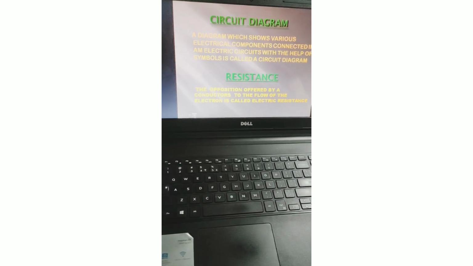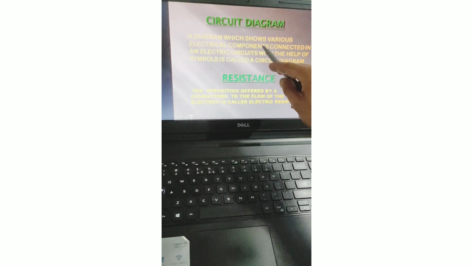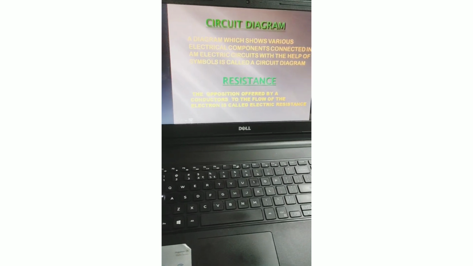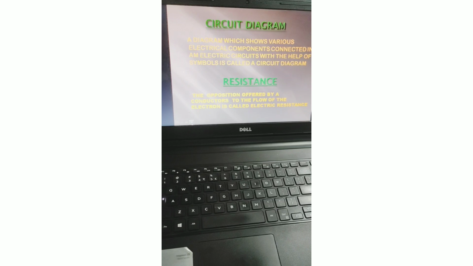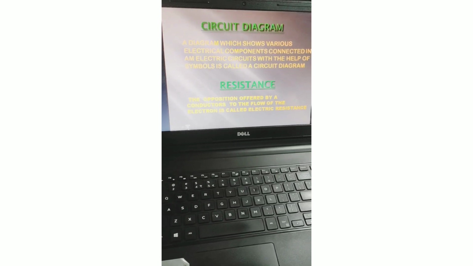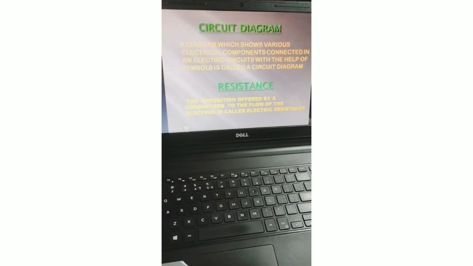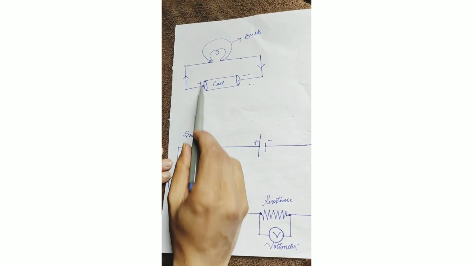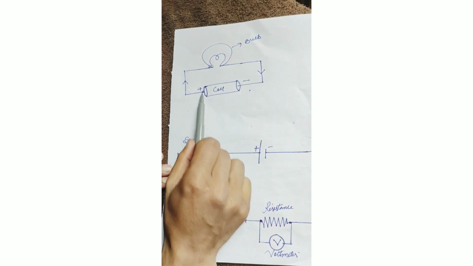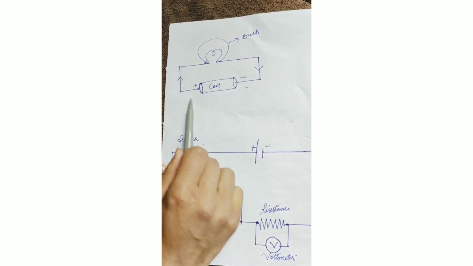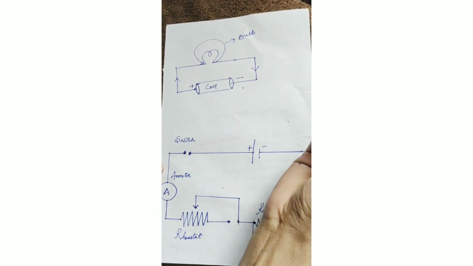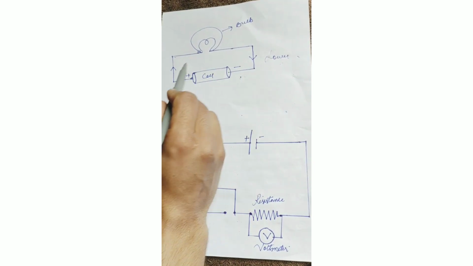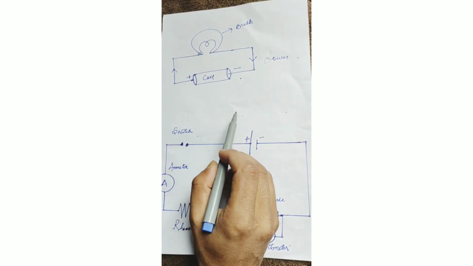The definition of a circuit diagram is: a diagram which shows various electrical components connected in an electric circuit with the help of symbols is called a circuit diagram. That means we have to draw a diagram with the help of electric symbols. Over here we have drawn a battery, but we have not drawn the symbol. This was according to our lower classes, but in class 10, in place of the battery we have to mention it with a symbol.